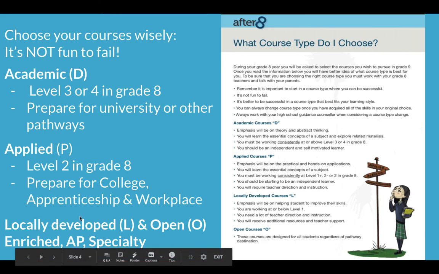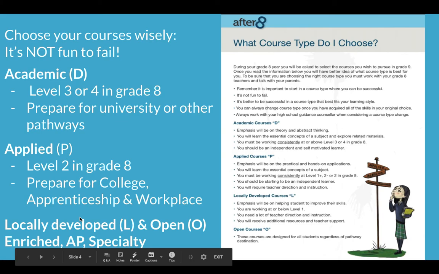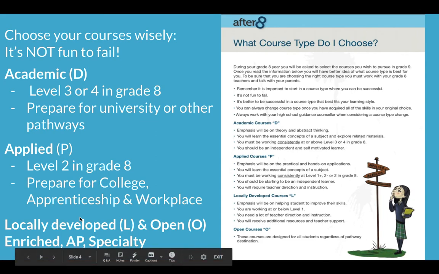And then finally, there are the locally developed courses and open courses. You will only be choosing locally developed courses, which have the letter L, if your teacher recommends that. If your teacher does not recommend that, then you are likely looking to take academic or applied. And then open courses are things like religion. You'll find an O in the course code, and what that means is that all levels are in that class.